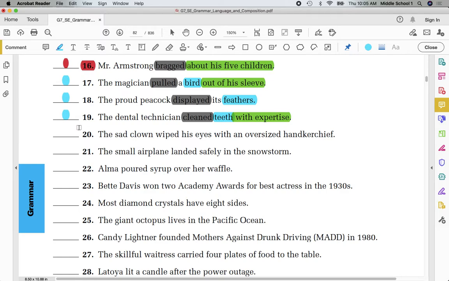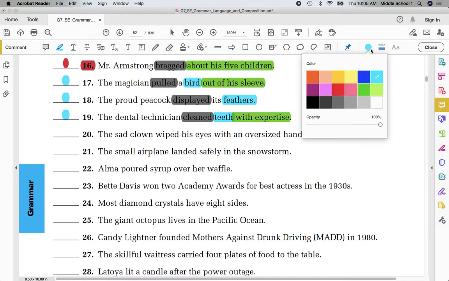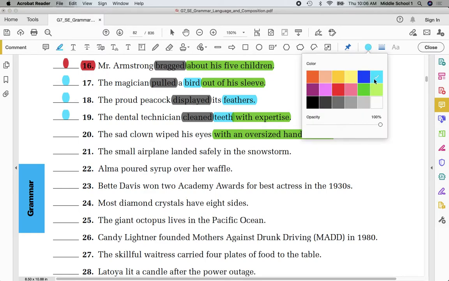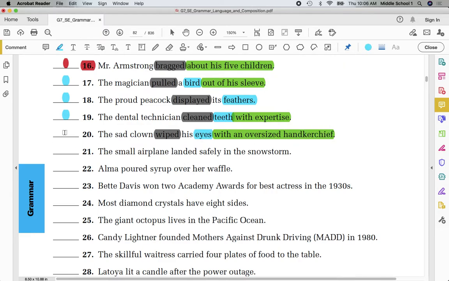Again, remember, we're doing this in layers. We're finding the verb. We're seeing if there is a noun that follows the verb, and then if there is a prepositional phrase. Number 20. The sad clown wiped his eyes with an oversized handkerchief. Again, I like to pick them out first because now my option really gets limited because I have a prepositional phrase. The sad clown wiped. What did the clown wipe? The clown wiped his eyes, and that makes it transitive.